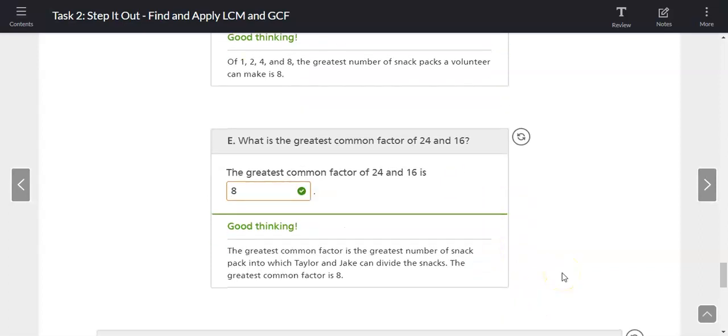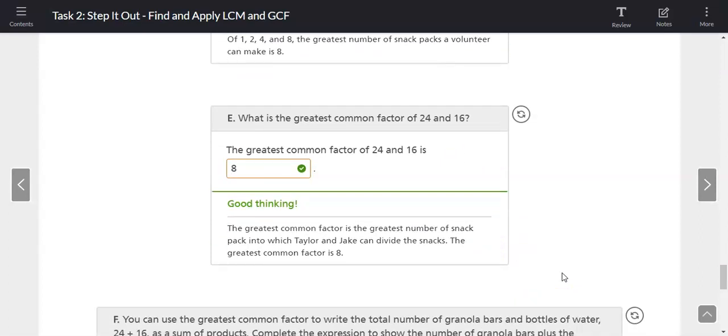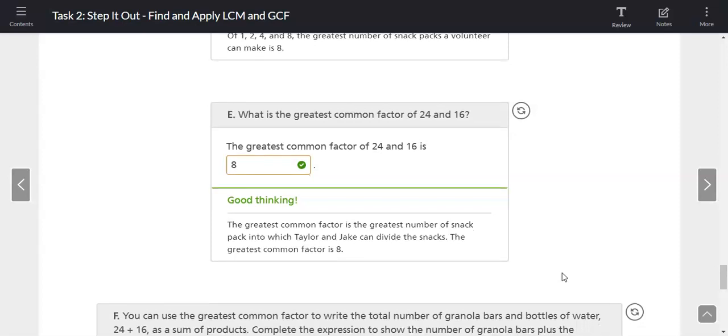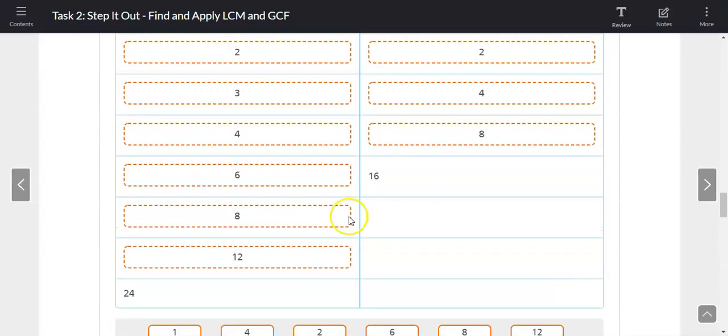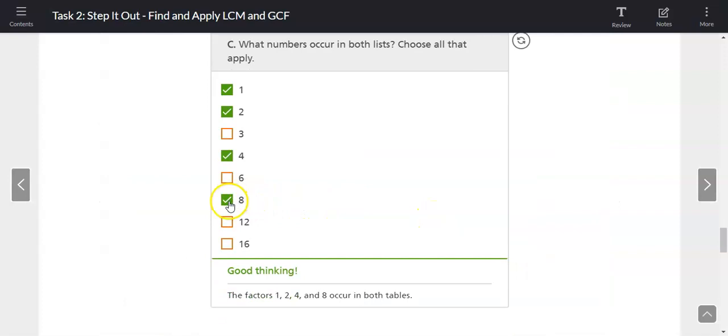That's the same. So the greatest common factor is the greatest number of snack packs into which Taylor and Jake can divide the snacks. The greatest common factor is 8. And that's what we saw right here. 8 is the highest number.